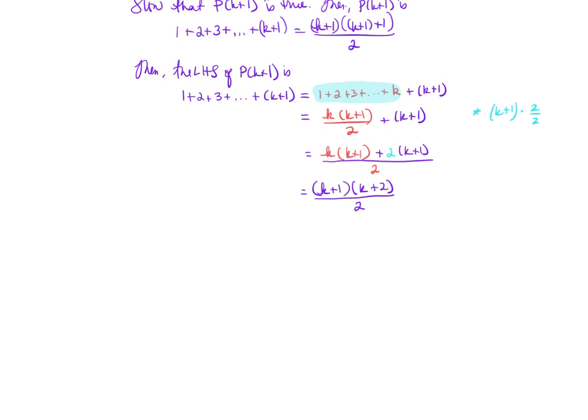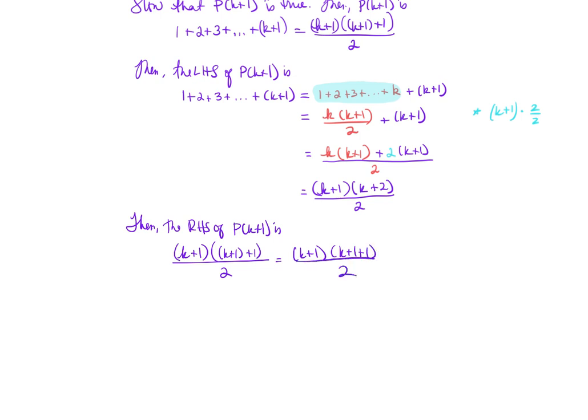Because now when we look at that right-hand side, the right-hand side of P of k plus 1, we found up here that it was k plus 1 times k plus 1 plus 1 all over 2. And if we simplify that, we get k plus 1 times k plus 1 plus 1 all over 2, or k plus 1 times k plus 2 all over 2. And much like in our basis case, we now have a left-hand side that equals a right-hand side.